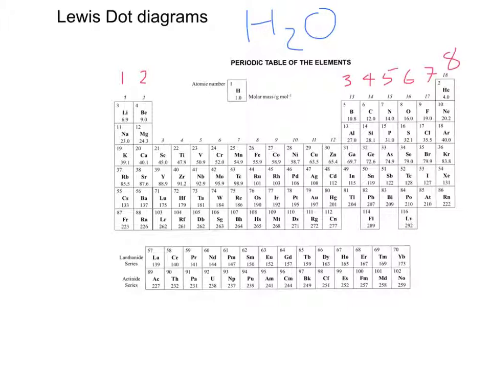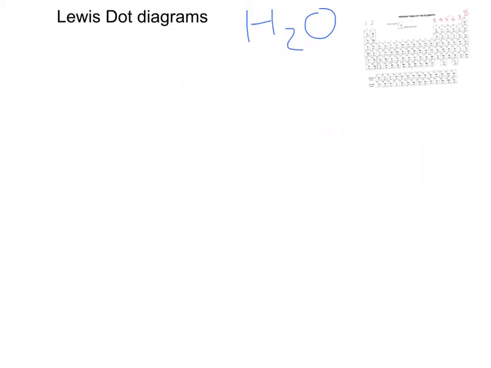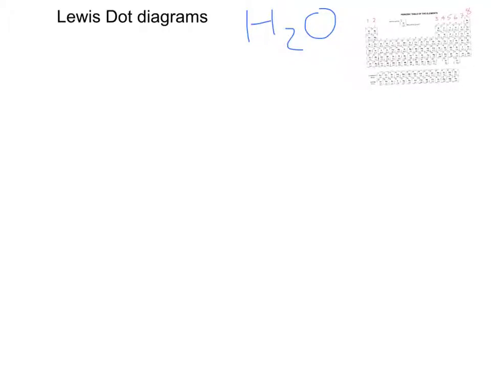So what I want to do is work out the total number of valence electrons. In this case, the total number of valence electrons equals 2 times 1 plus 6, which equals 8 valence electrons. Step 1, count the total number of valence electrons.